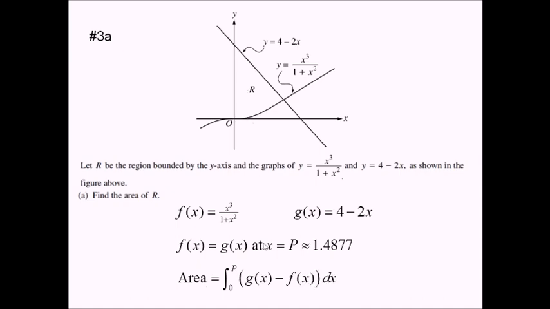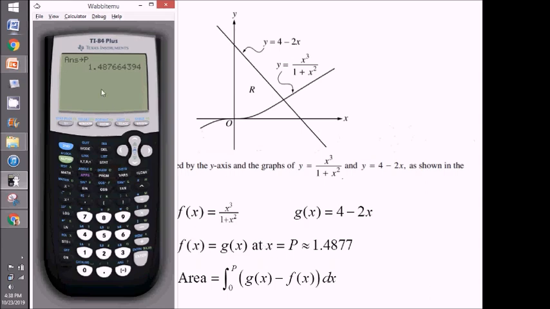And to do that on the calculator now, let me do math 9, integral from, we said 0 to p, so 0 and then alpha p. And then in here, g of x minus f of x on my calculator, that's alpha trace y2 minus alpha trace y1. Let me go back to the screen there. For some reason, it wanted to graph stuff. There we go.